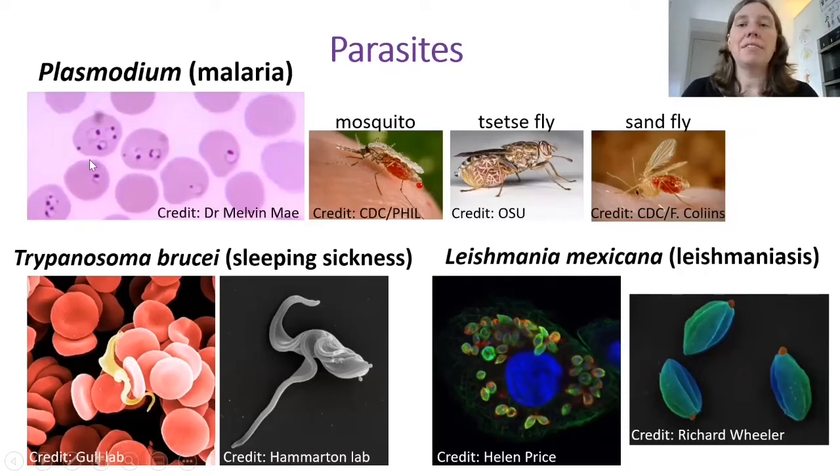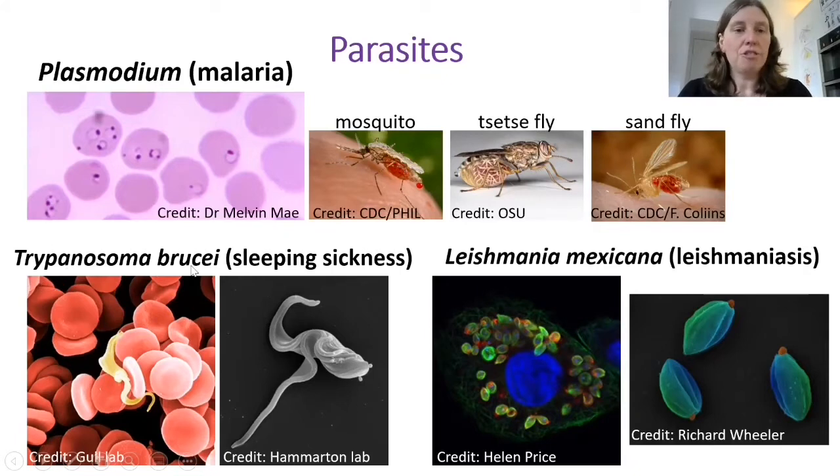So this is when it's developing inside red blood cells. It lives inside your red blood cells, and this is what we call the ring form, and you can see all these forms look like a diamond ring. Now, that's one parasite you may have heard of. You probably haven't heard of these two. These are the ones that we work on in my lab.